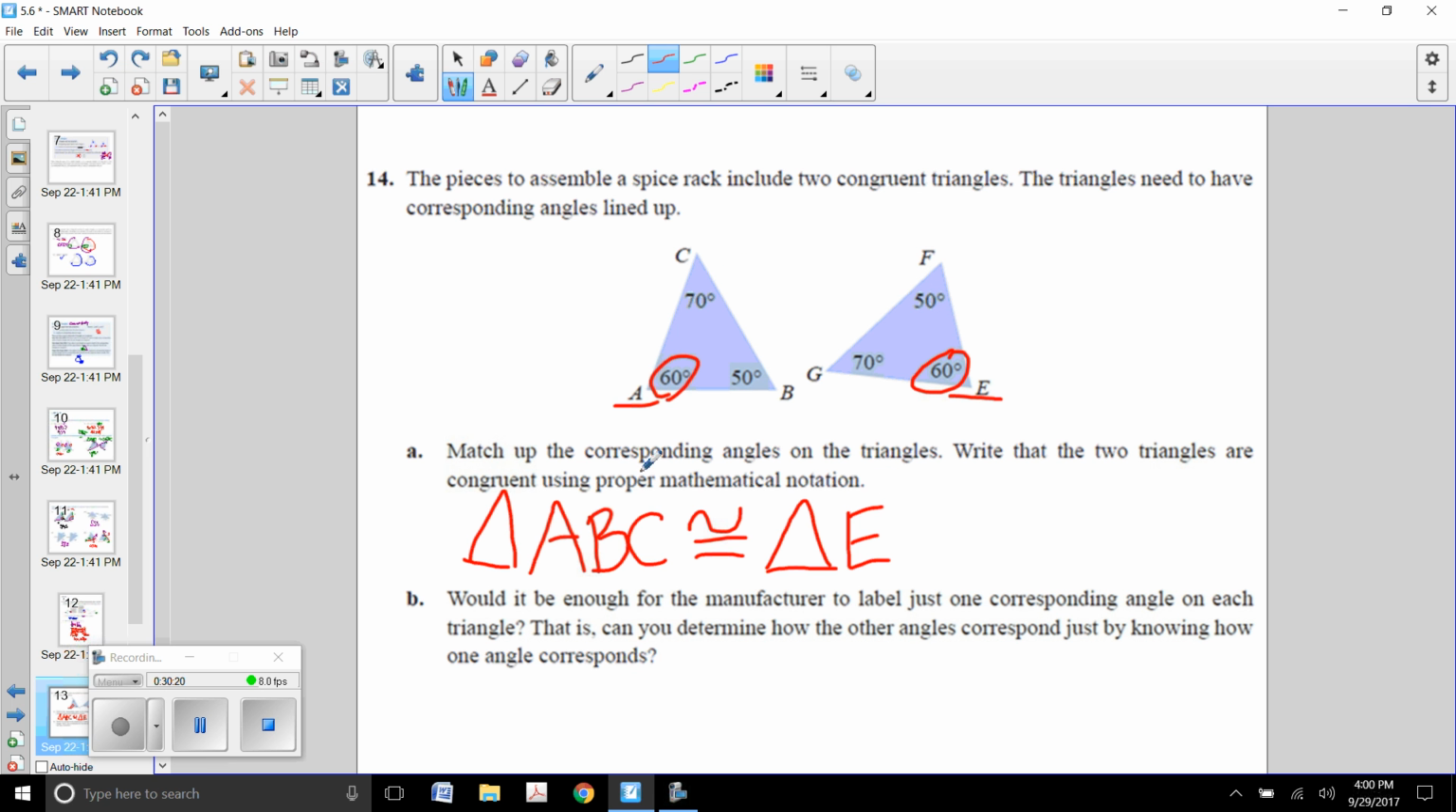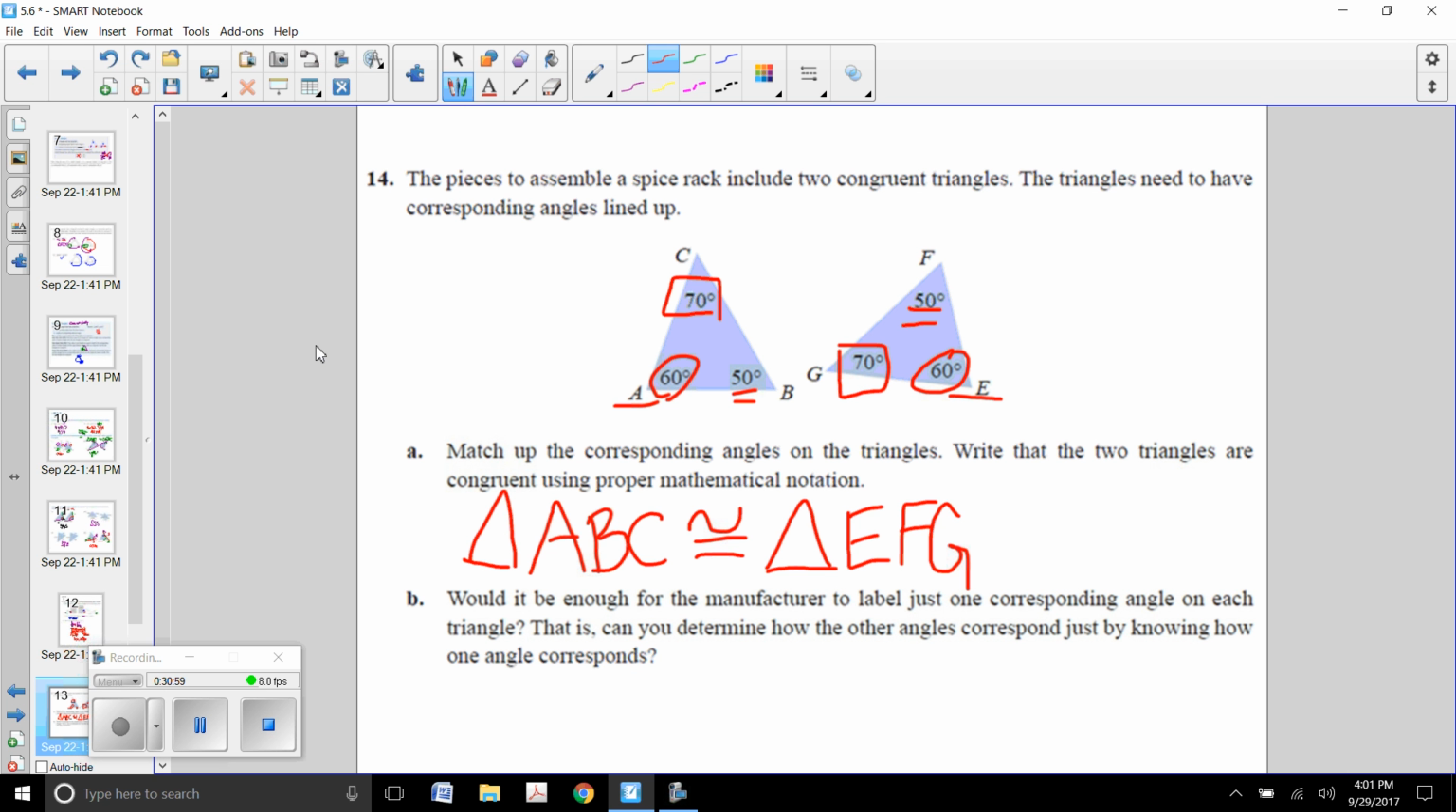For our second angle, angle B, we have 50, and so we need to go to our 50-degree angle in our second triangle, which is angle F. And then lastly, we have C, which was our 70, and so our 70-degree angle for our second triangle is G. So angle G and C are congruent. So triangle ABC is congruent to triangle EFG.